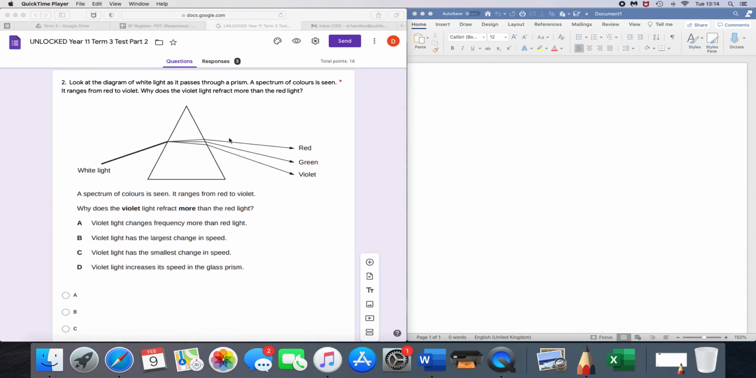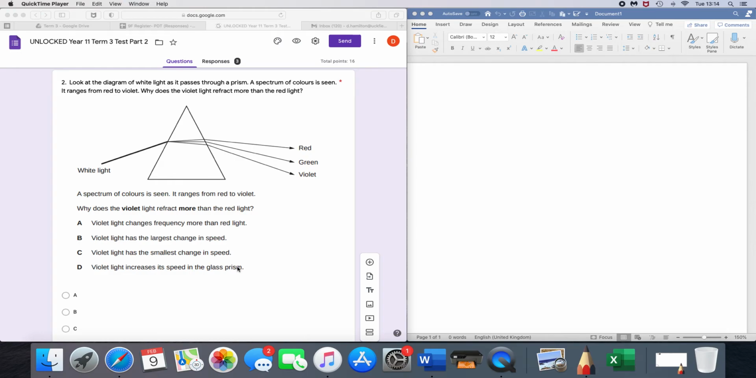Question 2. White light passing through a prism, spectrum is seen. It ranges from red to violet. Why does the violet light refract more than the red? Violet changes frequency more than the red. Well, we know the frequency does not change during refraction, so that's wrong. Violet has the largest change of speed. Well, that would make sense. The smallest change of speed, well, clearly only one of those is right.